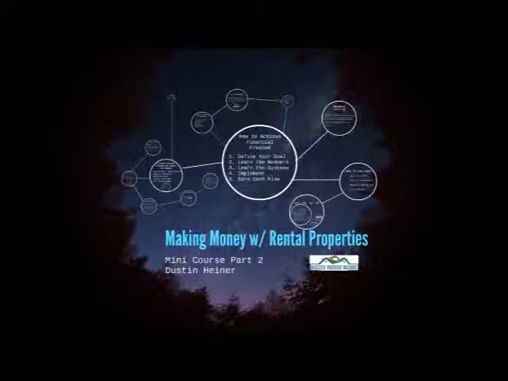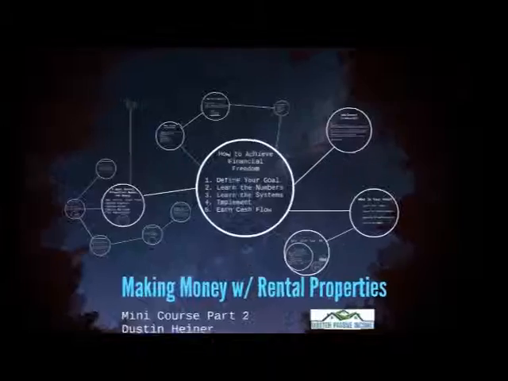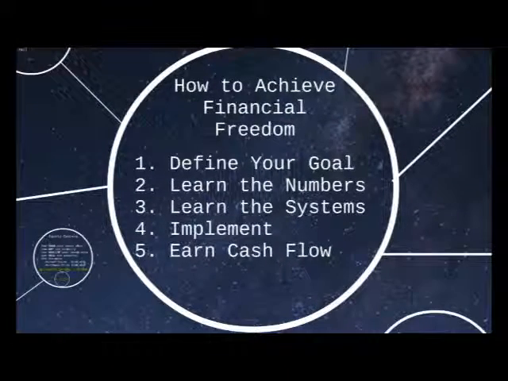All right, so let's get started. So this is the second part of our mini course in making money with rental properties. And so let's look at how we can achieve our financial freedom with rental properties and passive income. So the first step in achieving financial freedom is defining your goal. Second step is learning the numbers. Third step is learning the systems. And fourth is implement. And 5 is earn cash flow from those rental properties.